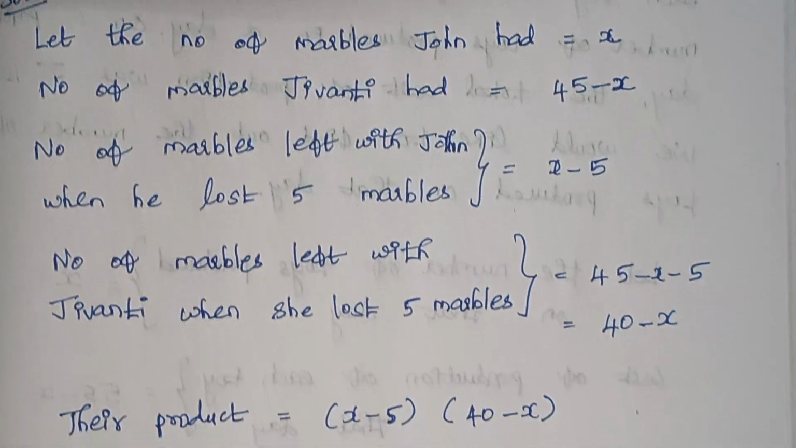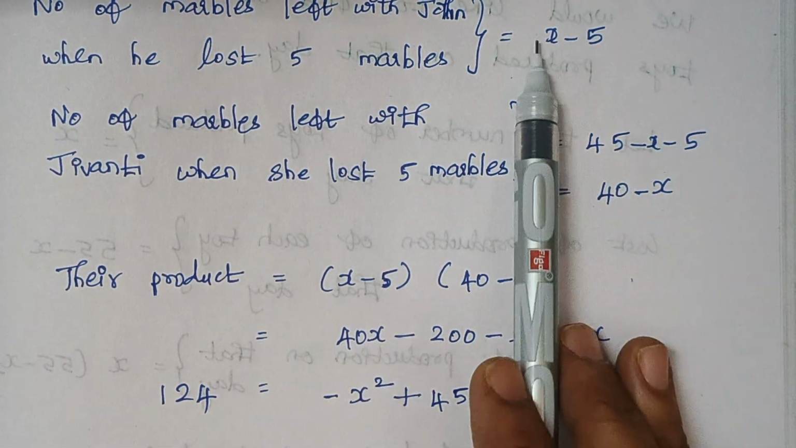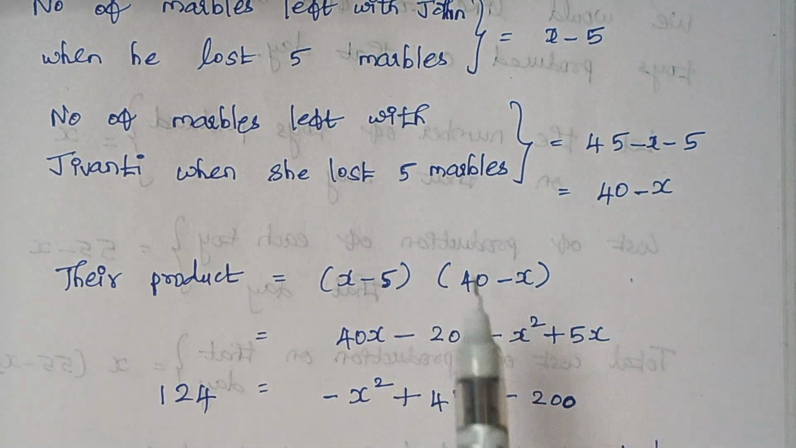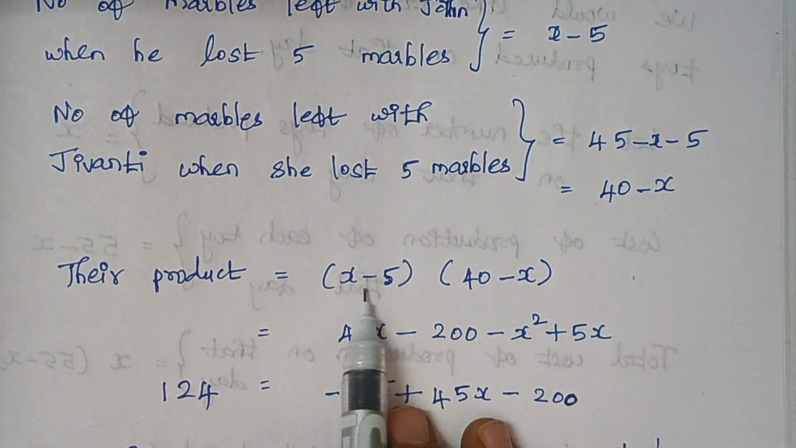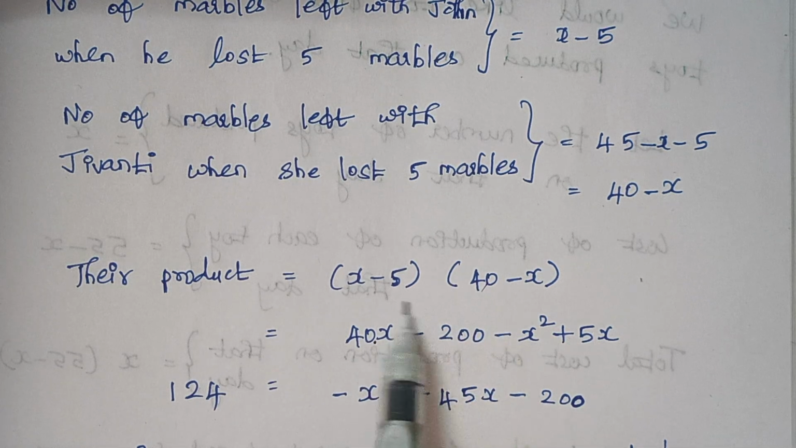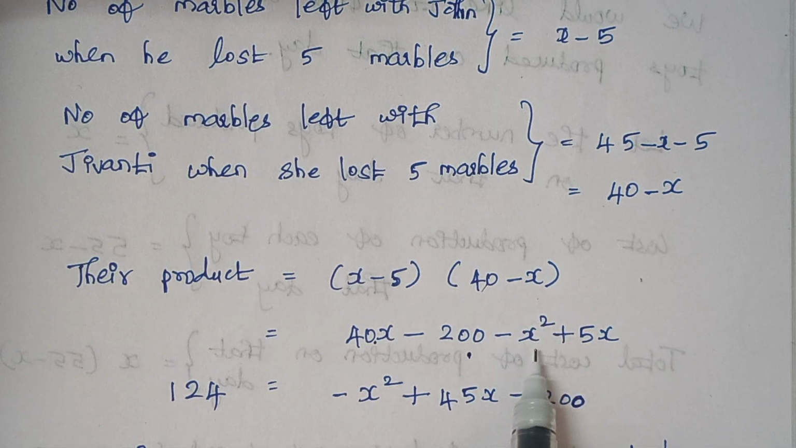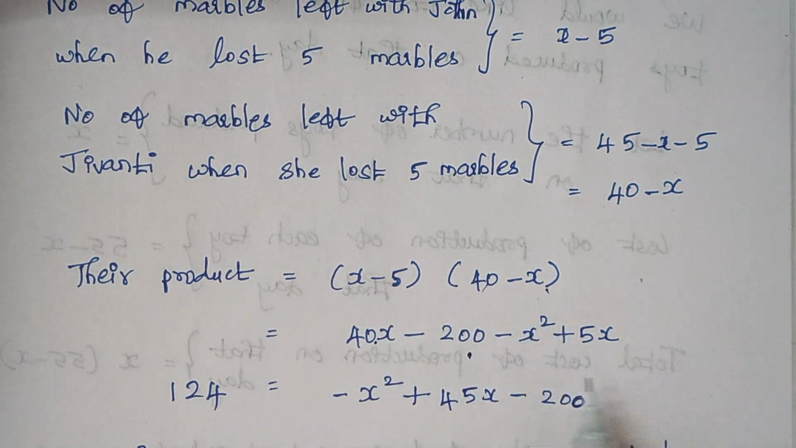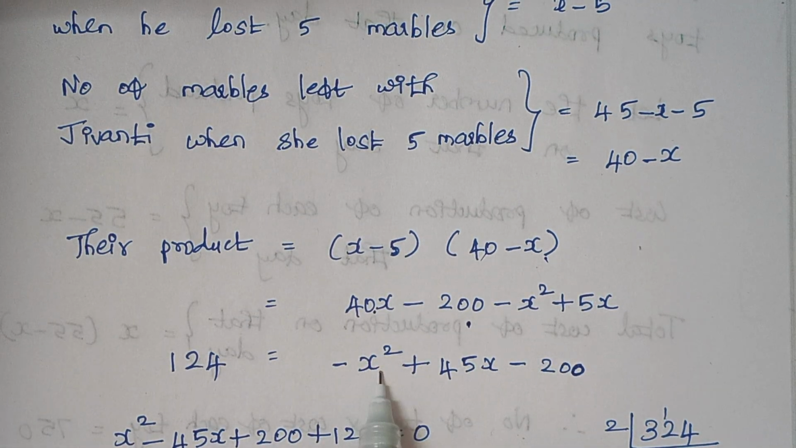Now the product is 124. It is given in the problem. So the product here is x minus 5 into 40 minus x. That gives the answer 124. So now we are going to solve this equation. x into 40, 40x. Then 40 into minus 5, minus 200. And again x into minus x, minus x square, minus 5 into minus x, plus 5x. Now when you solve, here we have minus x square and this 40x plus 5x gives you 45x minus 200.